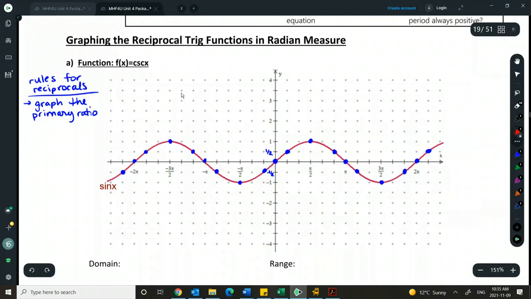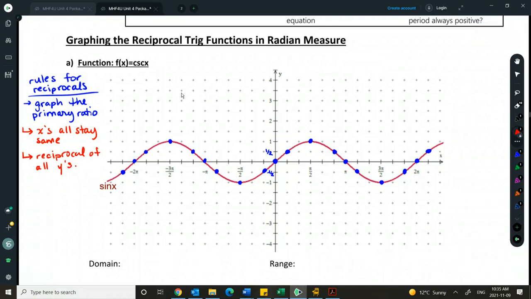Once you've done that, for your reciprocal, the x's will all stay the same. So I'm going to keep all of the x's of the sine function. I will do the reciprocal of all the y's. Okay, and that's because sine is equal to the reciprocal of cosecant, and cosecant is equal to the reciprocal of sine. So that means if I take the reciprocal of all the y's, I'll have all the y-coordinates for cosecant.